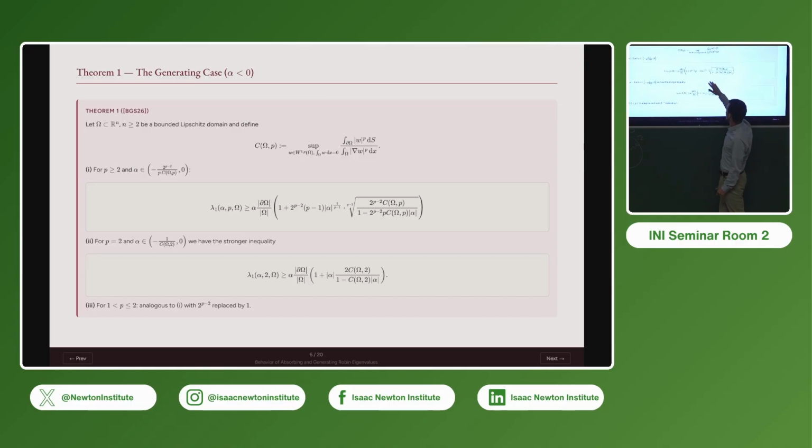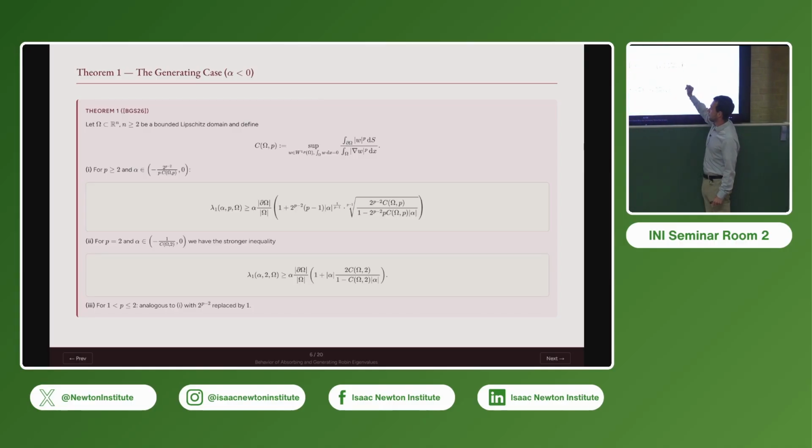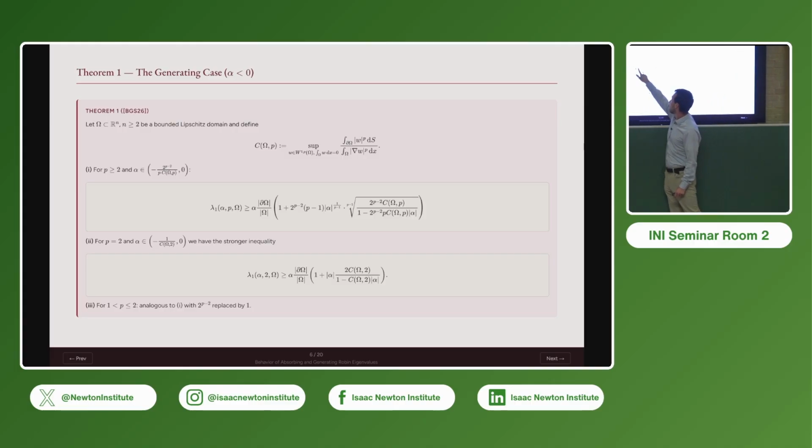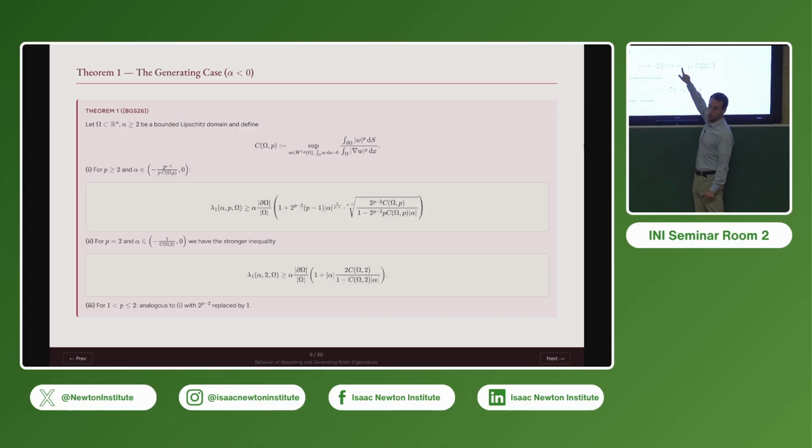And the remainder, we don't have to look at all the constants carefully, but what's interesting is the order of the remainder, and this is something like alpha times the absolute value of alpha to the power of 1 over p minus 1. And then everything else is just a constant. Technically, you also have an alpha right here under the square root, but when alpha tends to 0, the square root converges to a constant depending only on p and on omega.